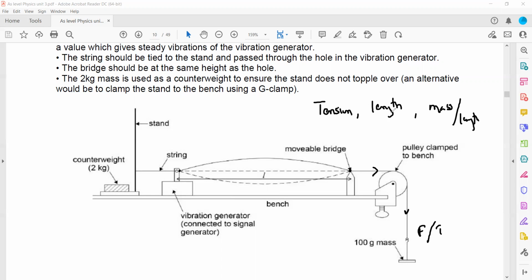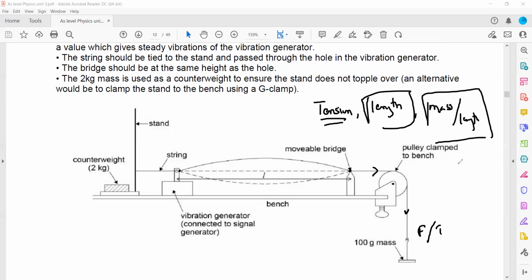Because there are three parameters which can be changed, we cannot change all of them altogether. We have to keep two of them constant and change one. For example, first we are finding the effect of tension. If you are finding the effect of tension, the length and the mass per unit length will remain constant. We won't change them. So how do we change the tension?